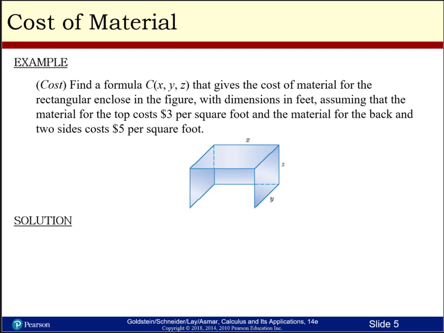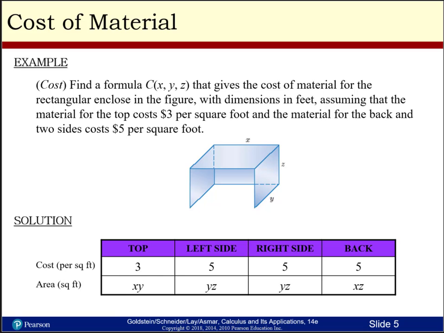An example in cost of material would be, let's find the formula for cost, and this cost is a function of x, y, and z, and that gives the cost of material for the rectangular enclosure in the figure with dimensions in feet, and assuming that the material for the top costs $3 per square foot, material for the back and two sides is $5 per square foot.